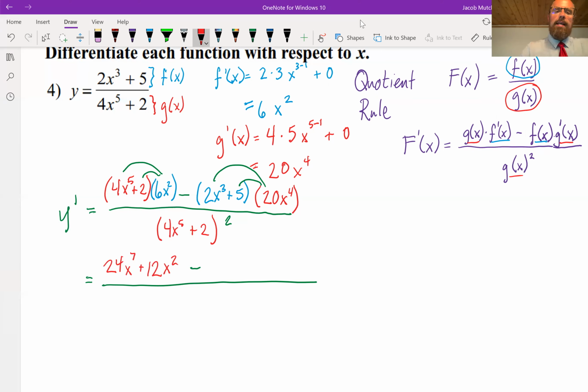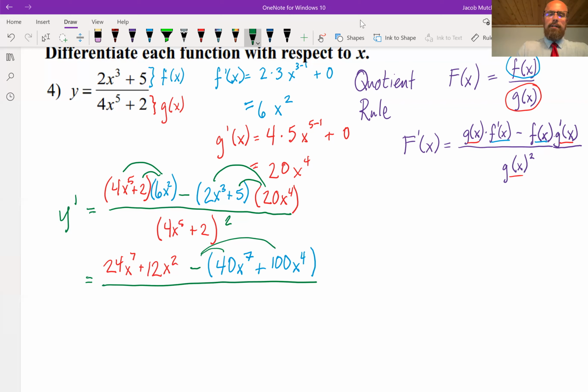For the second set of distribution, I do need to put parentheses because of that minus sign. Then I can multiply 20x to the power of 4 times 2x cubed will be 40x to the power of 7. And then again, 20x to the power of 4 times 5 is 100x to the 4th. So I do see that when I simplify for my next step, I will be distributing that negative sign. We'll come back there because we need to distribute my denominator.